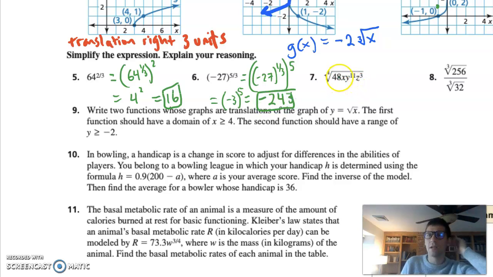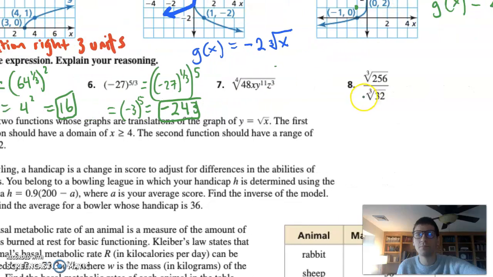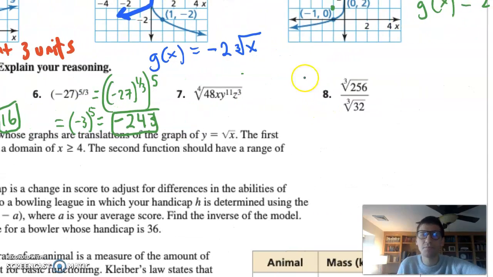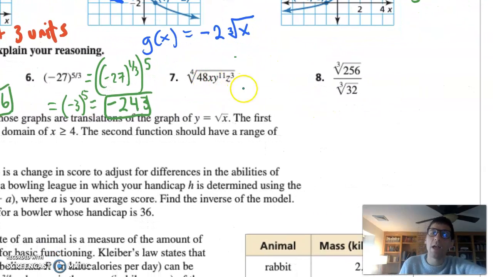Okay. The next one here, I need to see, are there any fourth roots that could be taken out of this radical? Let's take a look-see here. Well, 48 actually has 16 as a factor.